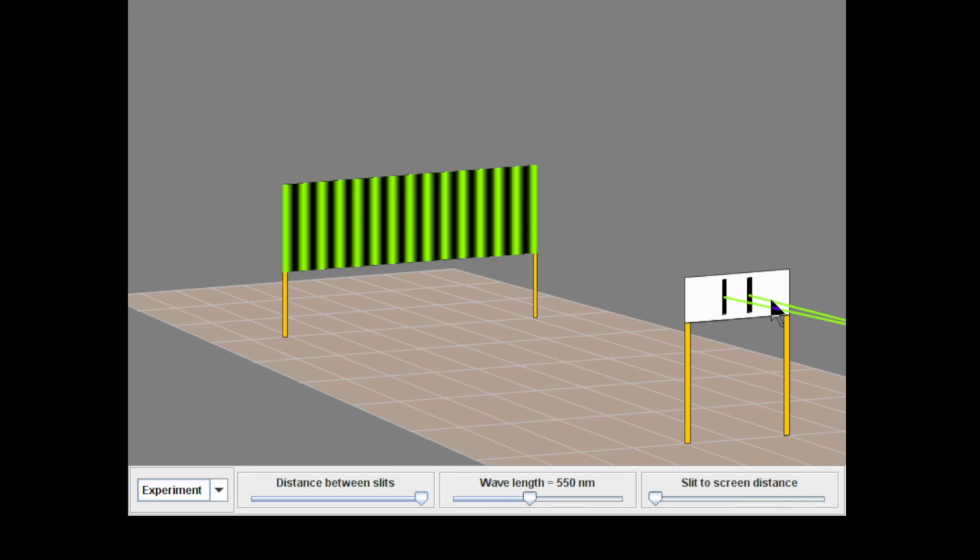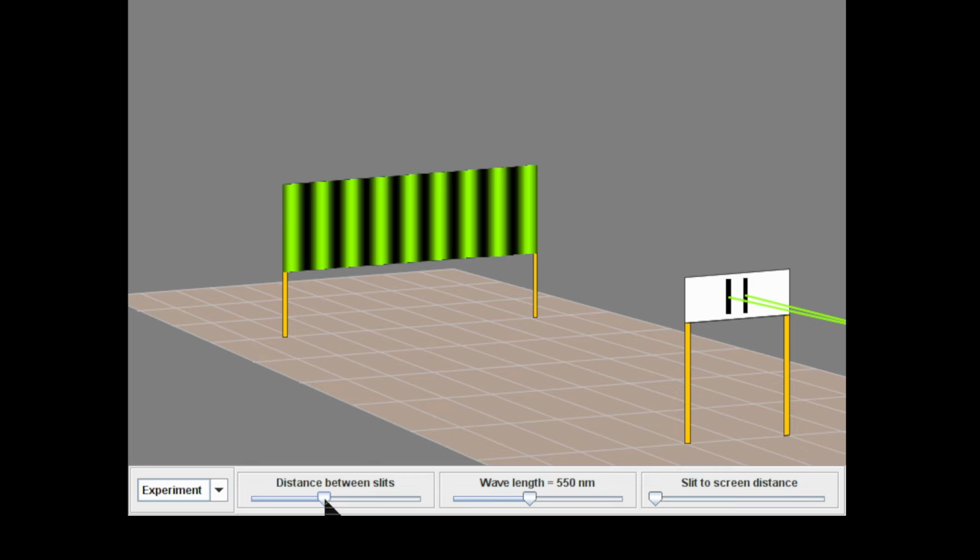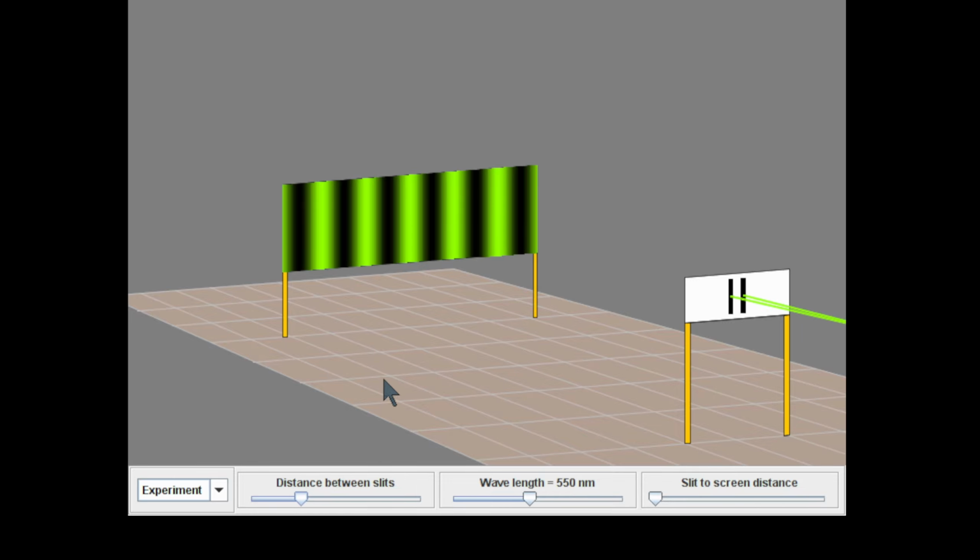So this is a demonstration of the two-slit interference phenomenon. You have coherent light going through these two slits over here. That projects an interference pattern on the screen over here. Let's change the spacing between the slits. So keep an eye on the slit spacing and see how this interference pattern on the screen changes. So this is the distance between the slits. If you bring the slits closer together, see? As you bring the slits closer together, this interference pattern expands.